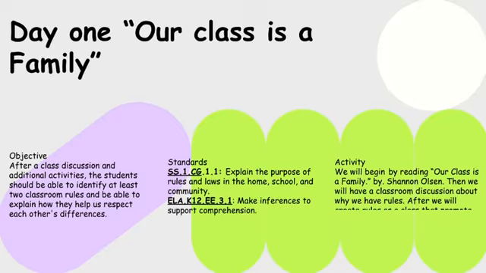The activities for this lesson include reading Our Class is a Family by Shannon Olson, having a class discussion about why we have rules, and then creating classroom rules together that promote kindness and respect. Students will also fill out the K and W parts of a KWL chart about what they know and want to know about rules. The students will be assessed through teacher observation during the discussion and rule creation, as well as by reviewing what they write on their KWL chart.